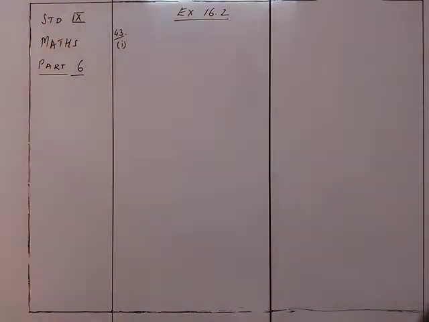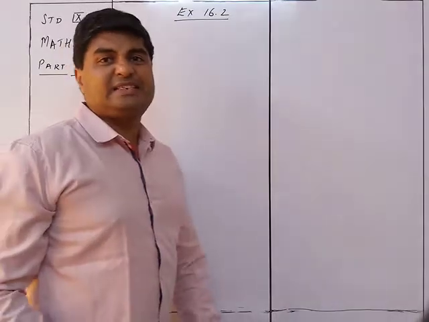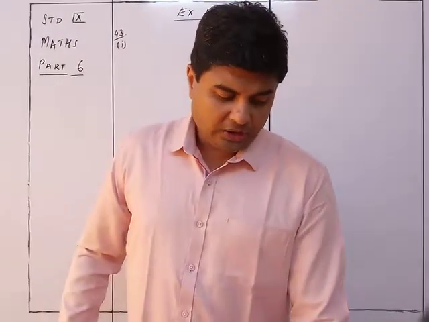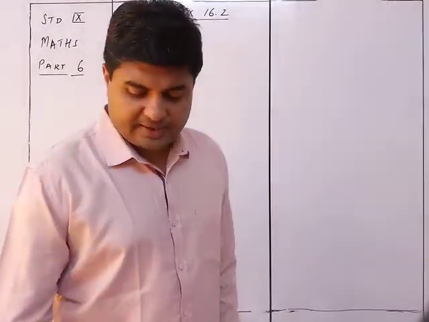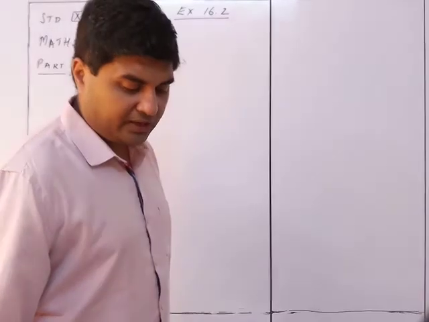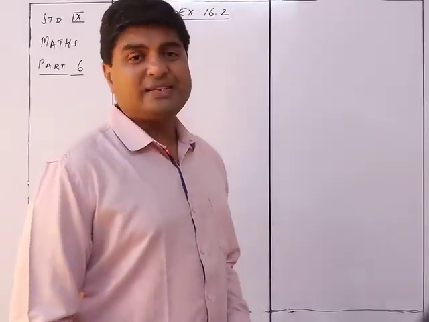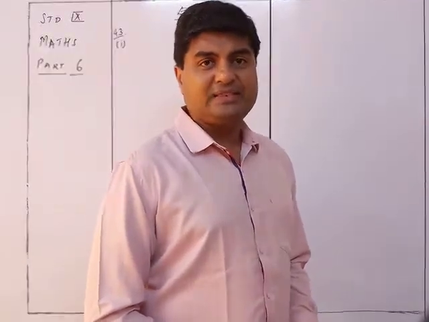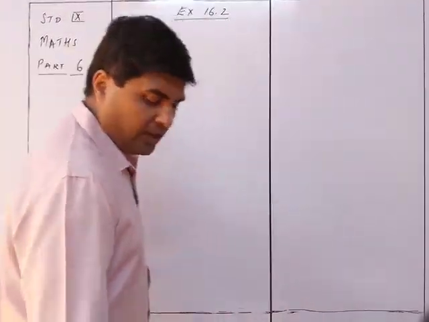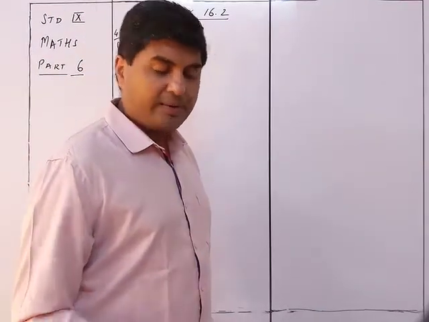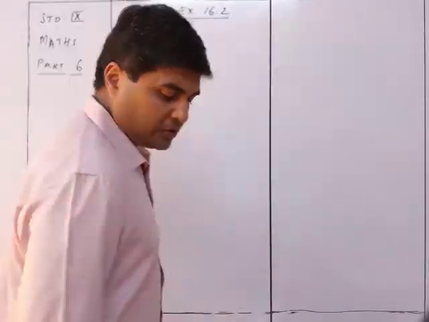So we now continue with our exercise number 16.2. We had done till sum number 41. So the next alternate sum is sum number 43. Now we can see that there are three sums in sum number 43. So let's do sum number A and C from this particular one. We'll also discuss the B one so that you get an idea, but we are not going to solve it completely. So let's see the first one.